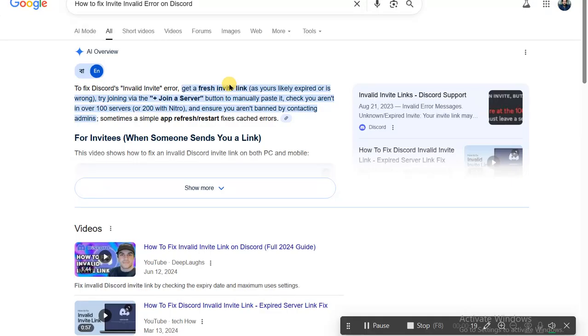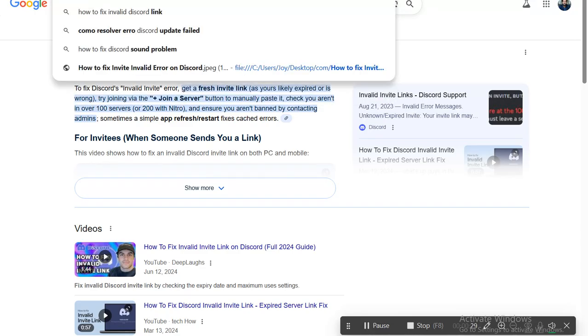This problem happens for a few specific reasons. Maybe the link you have is just too old. The server owner might have banned your account by mistake. Or Discord thinks your internet connection looks suspicious.